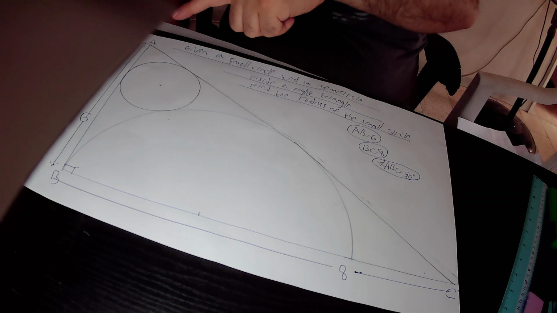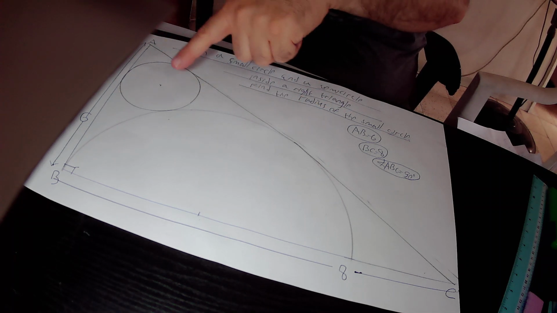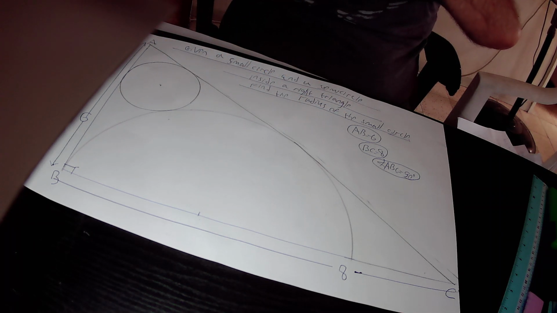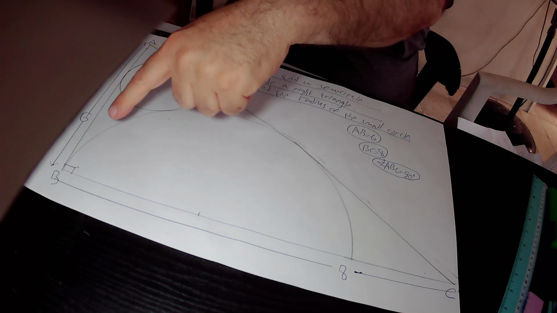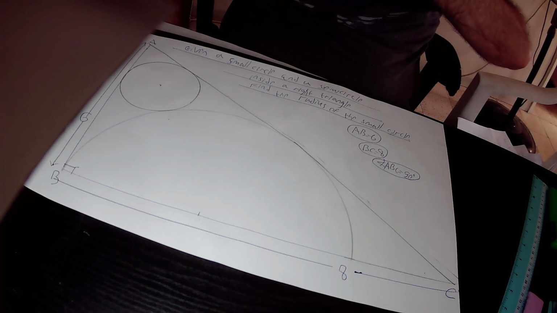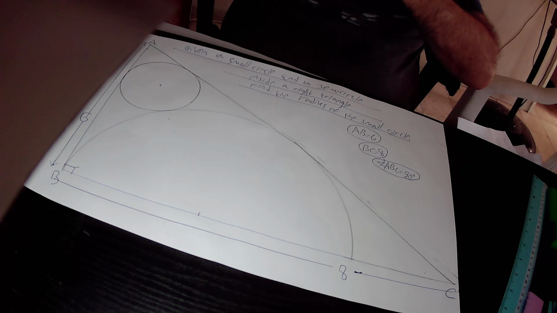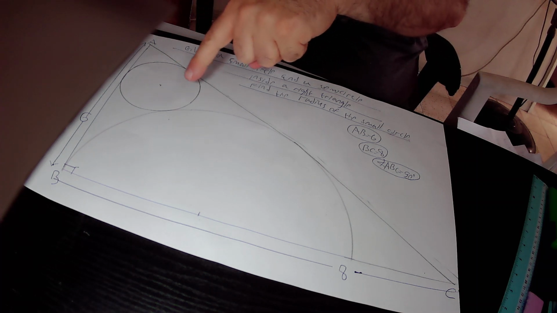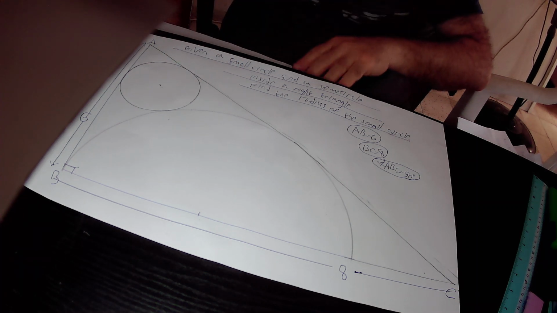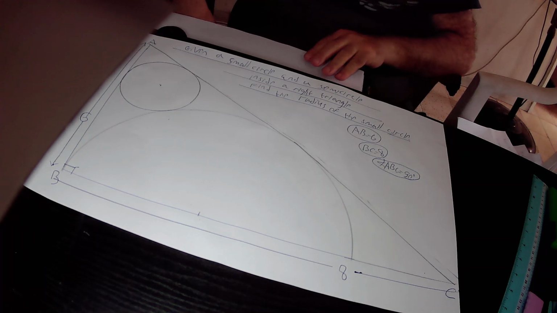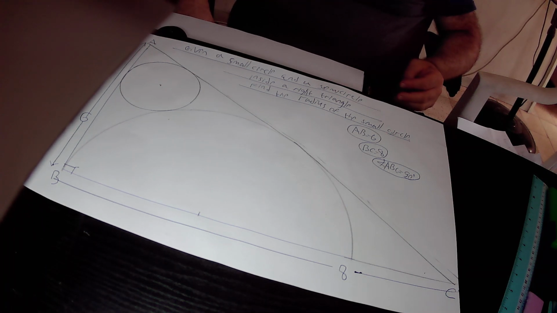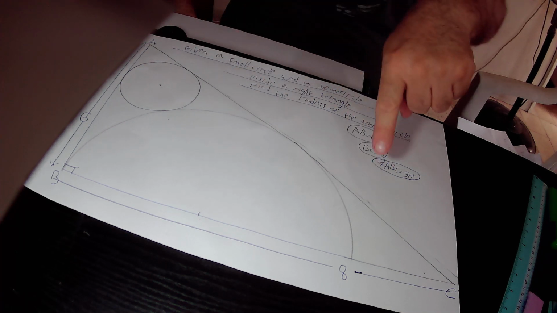Inside this big right triangle ABC we have this small circle, and we have this big semicircle, and our mission is to find out the radius of this small circle. So first of all, we'll implement the Pythagoras theorem on this big right triangle, triangle ABC.